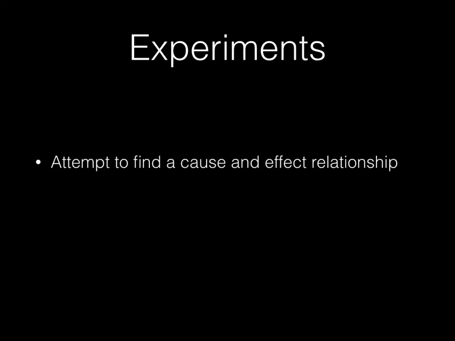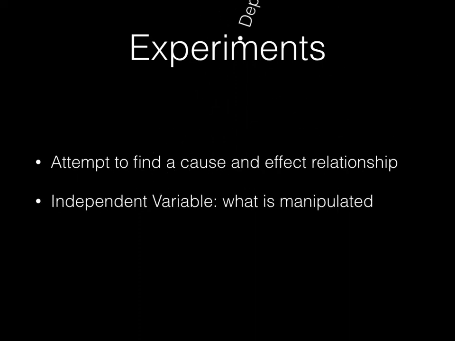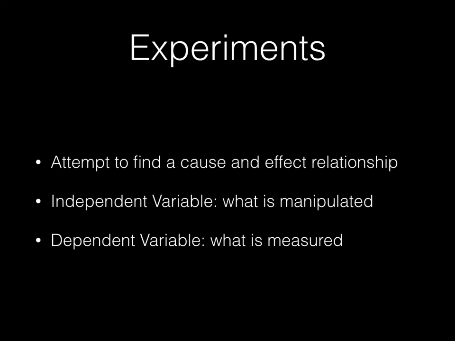Now, the last research technique that psychologists use that we're going to talk about is called an experiment. Experiments do what surveys and correlations cannot do. Specifically, they find cause and effect relationships. There are two main terms that go with experiments that you will need to be able to identify, and those are independent variables and dependent variables. Independent variables are manipulated and dependent variables are measured.